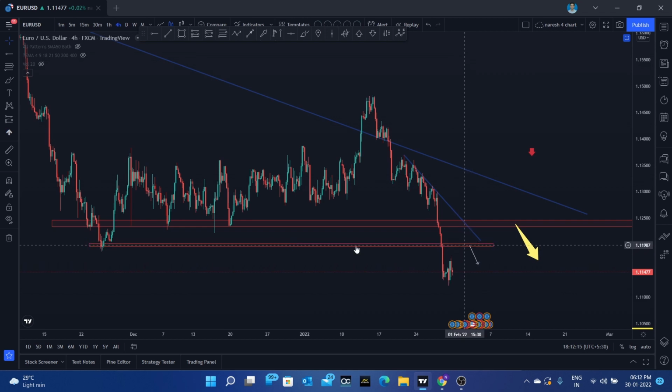This area is also important, and this area is also important. If the price is coming to this area, and if the price is respecting this area, you can go for short entries, guys. And if it is respecting this area, which is near the supply area and trend line, and we are also having a retracement here.